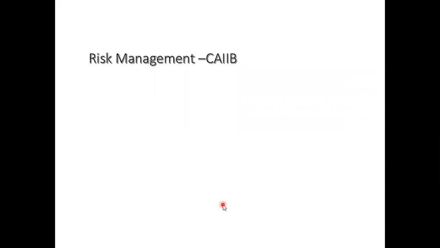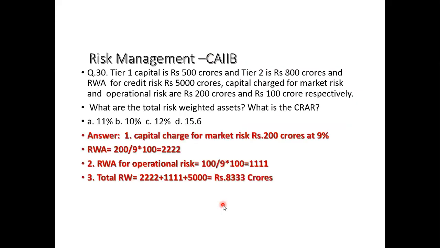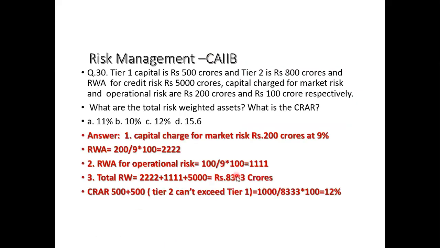How to calculate the CRAR? 8,333 is the total risk weight. 1,000 is the tier 1 and tier 2 capital. Okay. Don't put 1,300, you will get a wrong answer. Tier 2 has to be restricted to tier 1. Just to alert you, they will give this question. So 1,000 only you take, divided by total risk weights. Risk weight means credit risk, operation risk, market risk. All three risks you have to include. This is known as the CRAR formula.